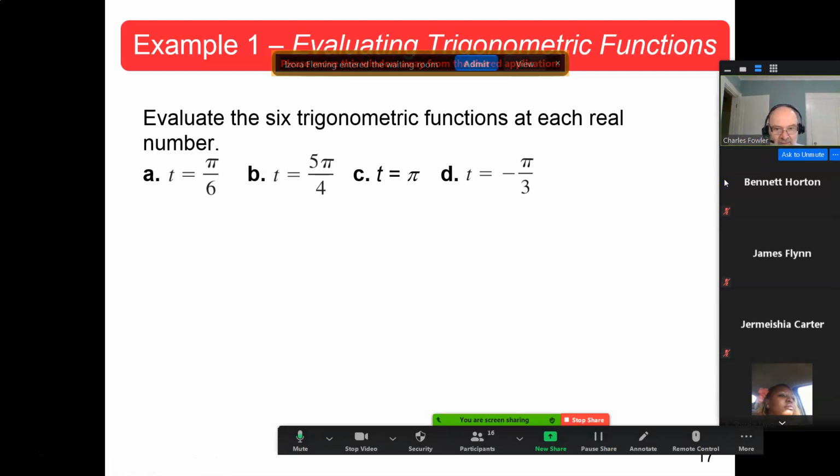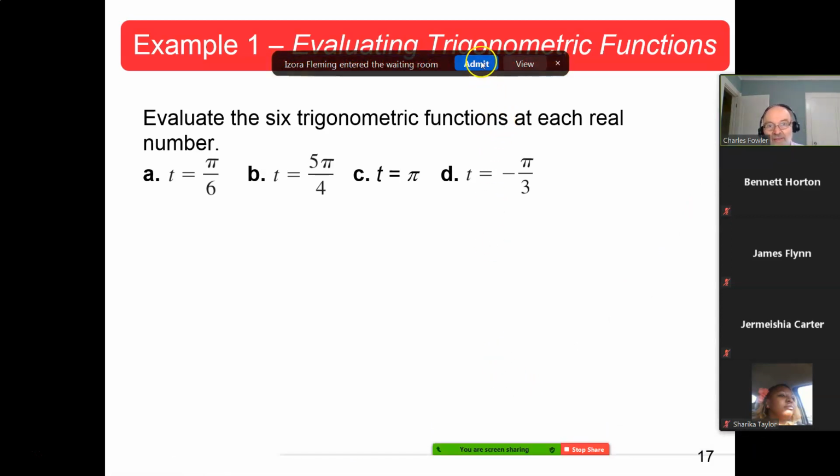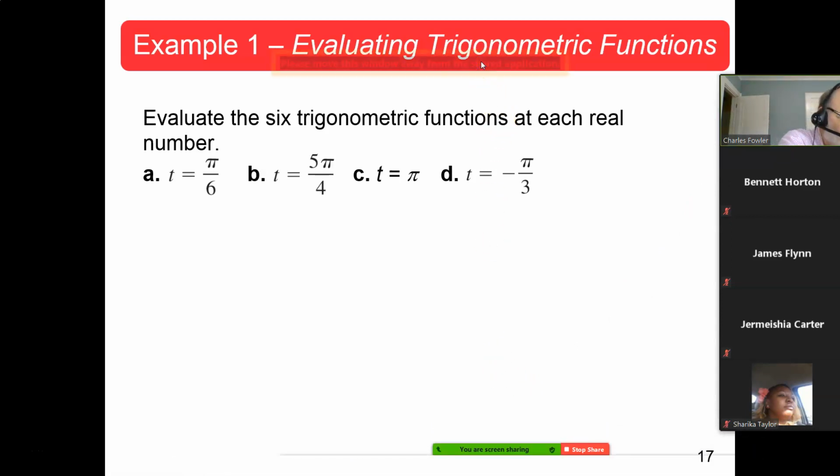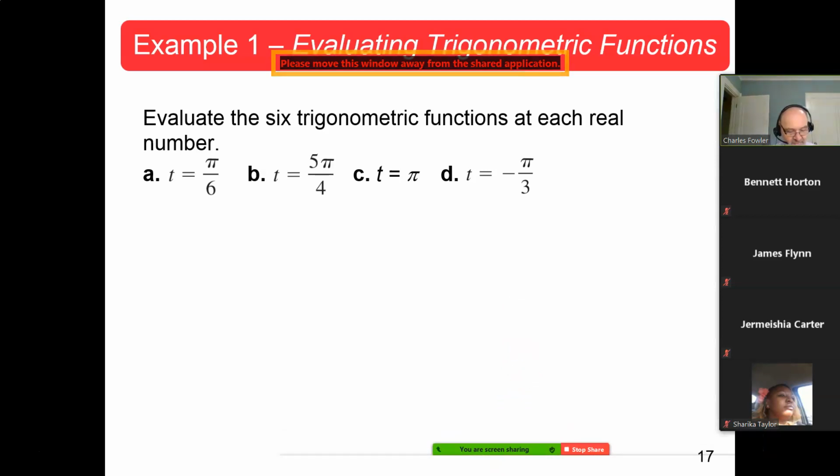Is that somebody else coming in? Yes, Azora is coming in, so let's get her here. All right, good attendance today so far. Keep them coming. Let me just check and see. We're up to 15 students. Got it.